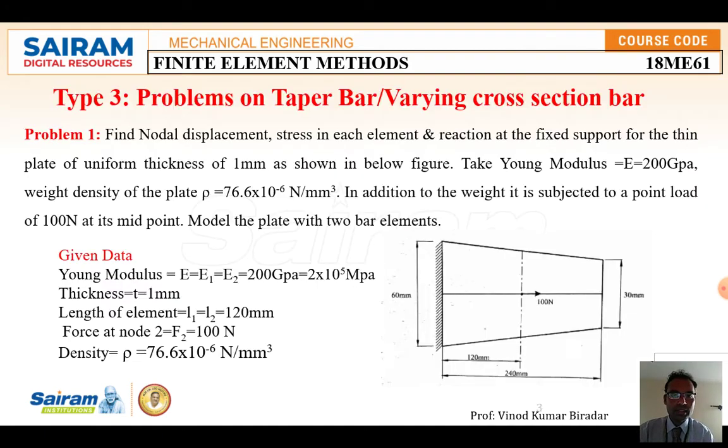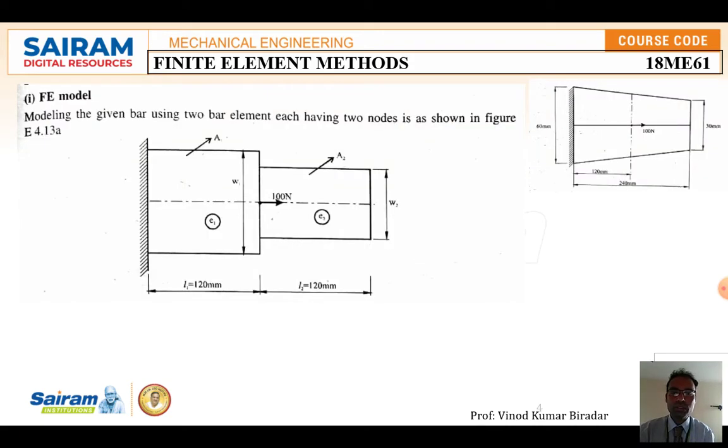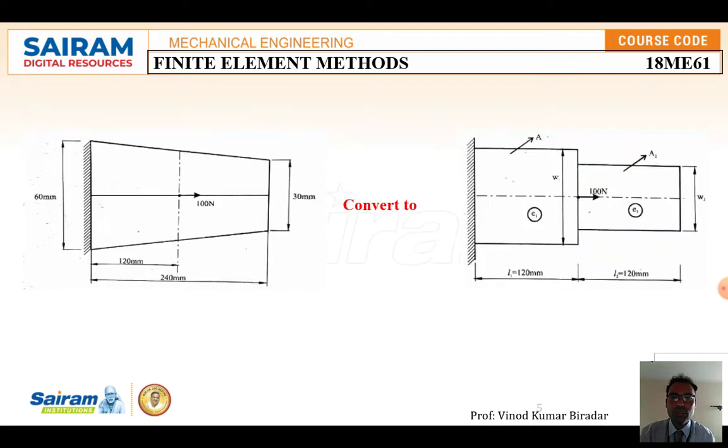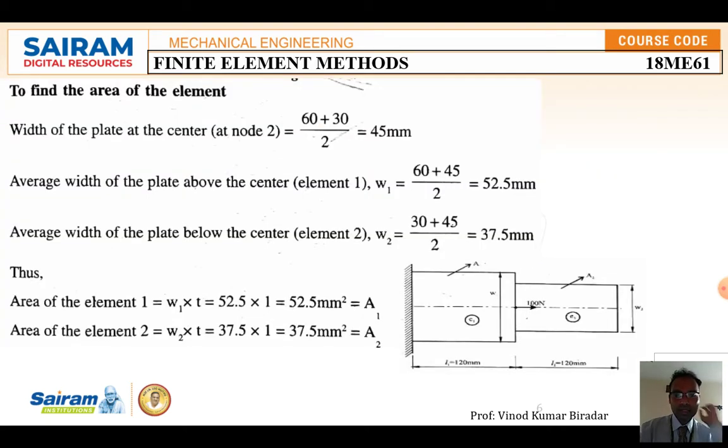Okay, they are only telling that you have to consider this as a 2 bar element. Look at this, this is a very important sentence. Don't calculate a single bar element. They are asking: model the plate with a 2 bar element. So first you have to draw the stepped bar. The width is given, but we need to calculate the area. L1 is given, L2 is given. So you have to convert the taper bar into a stepped bar first. After calculating all those things, then go for calculating the area.